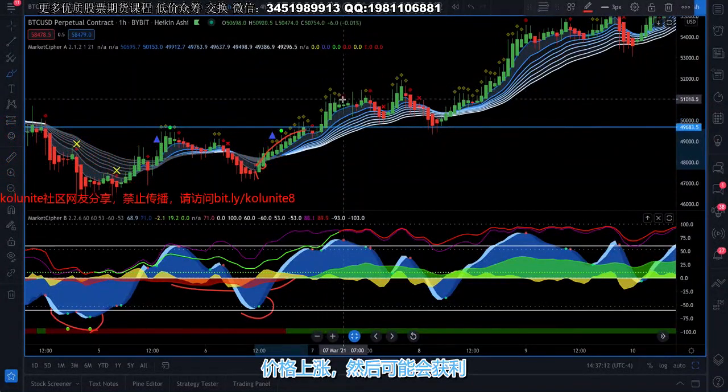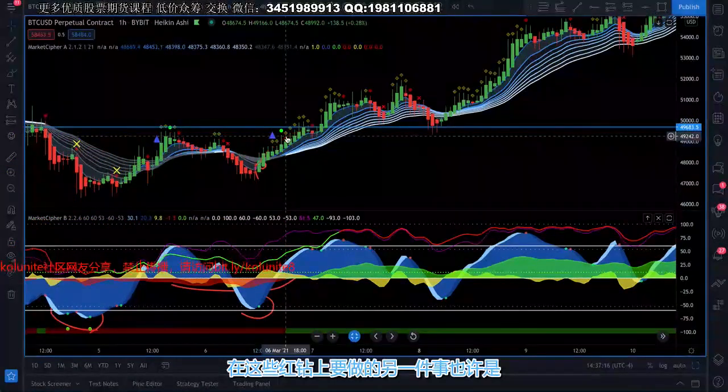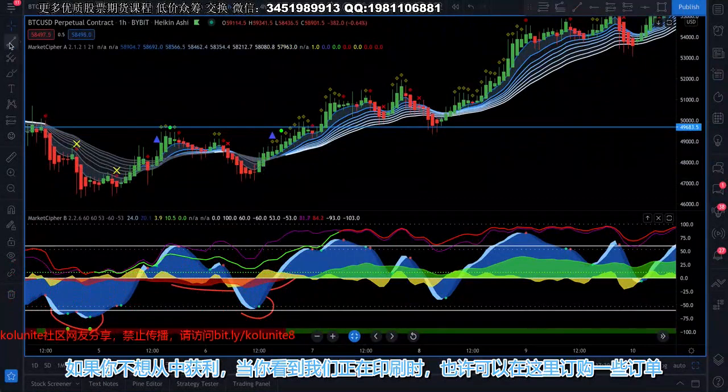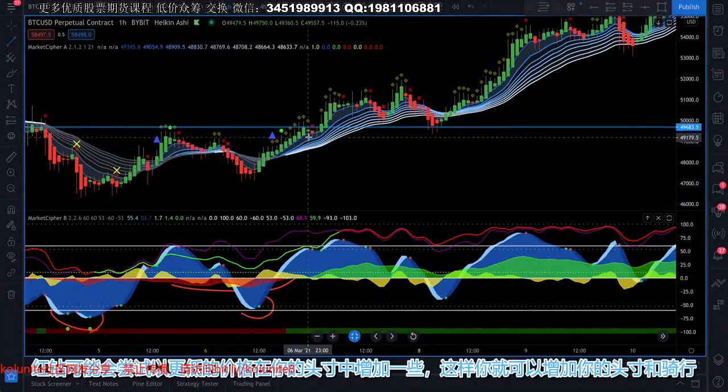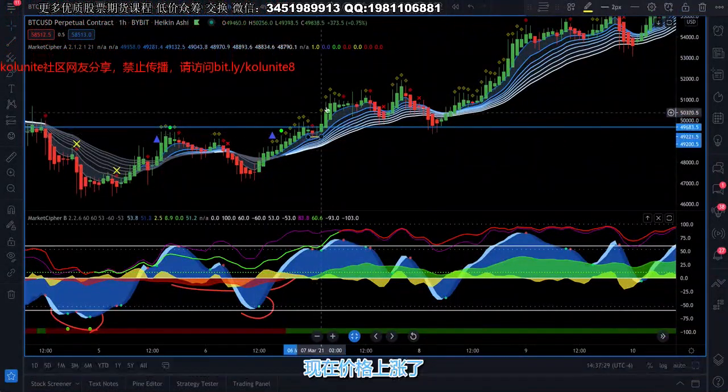And then maybe take some profit out here. Another thing to do at these red diamonds is perhaps, if you don't want to take profit out, ladder in some orders here, right? When you see we're printing a red diamond, maybe try and add some more into your position at a lower price so that you can add to your position and ride the price action up higher.